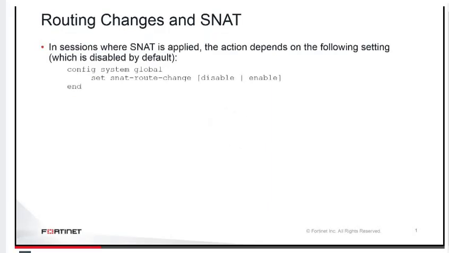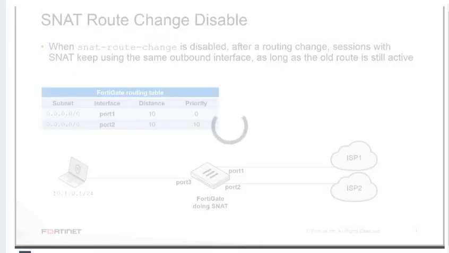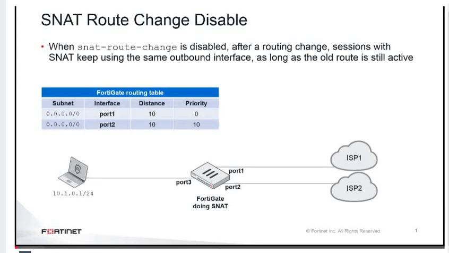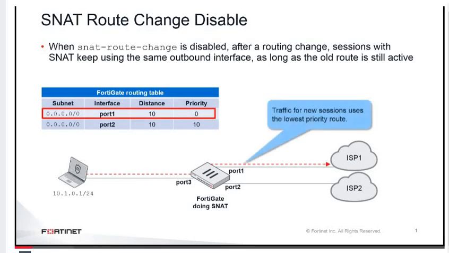In sessions where SNAT is applied, the action that FortiGate takes after a routing change depends on the SNAT route change setting. When the SNAT route change setting is disabled, the behavior that occurs after a routing change is different for sessions using SNAT. Sessions using SNAT keep using the same outbound interface as long as the old route is still active.